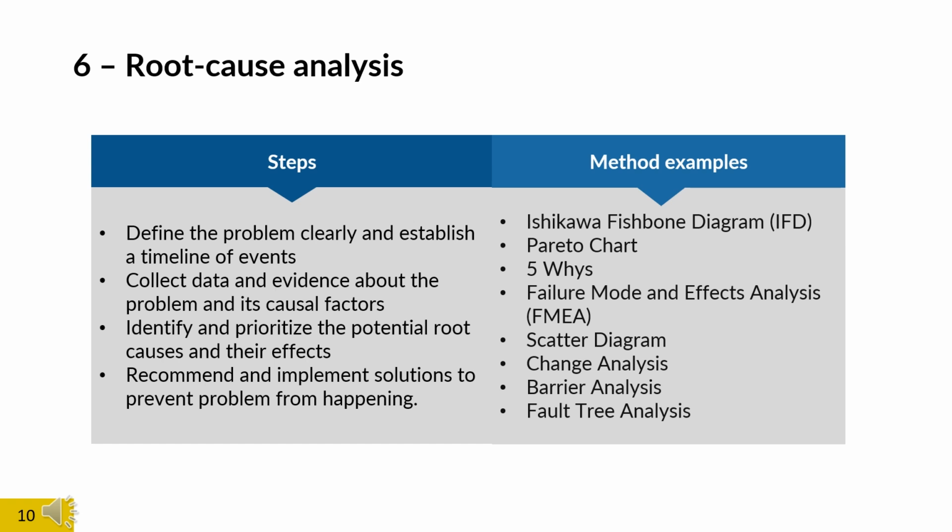So here are also some examples of methods that are available. Depending on what kind of problem you have, you should choose which method to use. So you have the Ishikawa fishbone diagram, the Pareto charts, 5 whys, the FMEA, scatter diagram, change analysis, barrier analysis, fault tree analysis. These are all options that you can use as methods to get to the root cause of a problem.